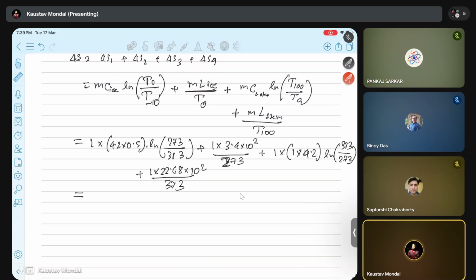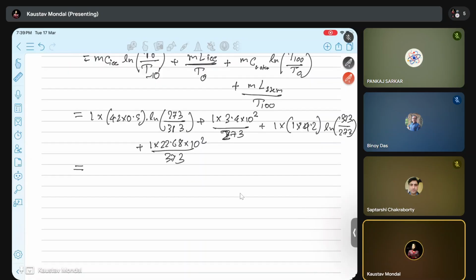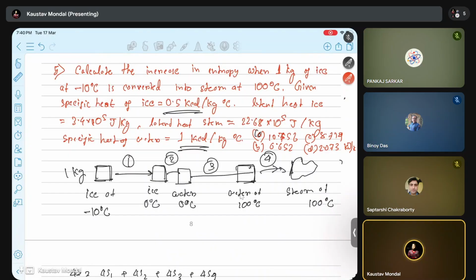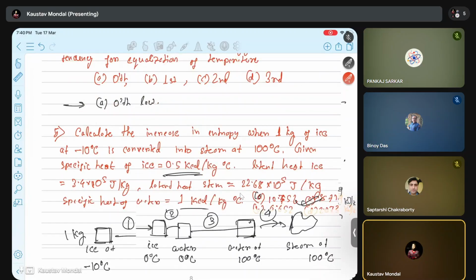So now if you calculate all of this, you'll get delta S as 8.714 kilojoule per Kelvin. So this would be the correct answer, option C.